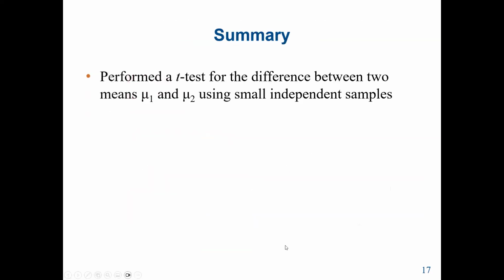So that will be the conclusion of this lecture. Here we performed a t-test for the difference between two means using, again, small independent samples. One thing we should remember is that, depending on the variances, the degrees of freedom formulas always change with the t-test also. So either the variances are equal or they are not equal.